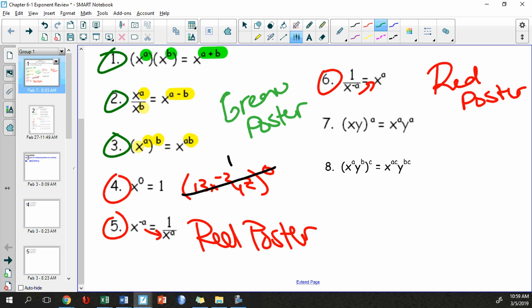So the red poster over here is, if I have x to the negative n, that makes it 1 over x to the n. 1 over x to the negative n makes it x to the n, and x to the 0 is always 1. Okay, it's there all year long.